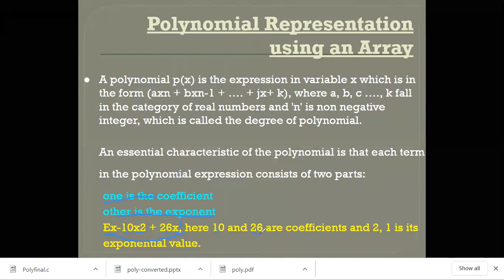10 and 26 kya hai? Coefficient hai, and 2 and 1 is exponential value. Okay, these are the mathematical terms that we have to represent. How are we going to represent the polynomial?